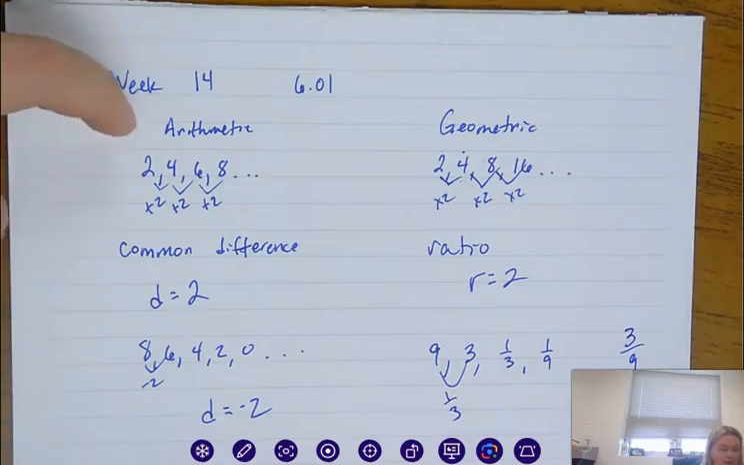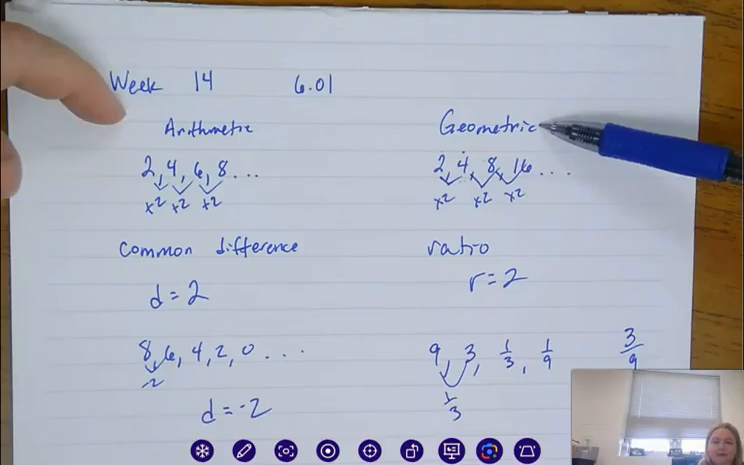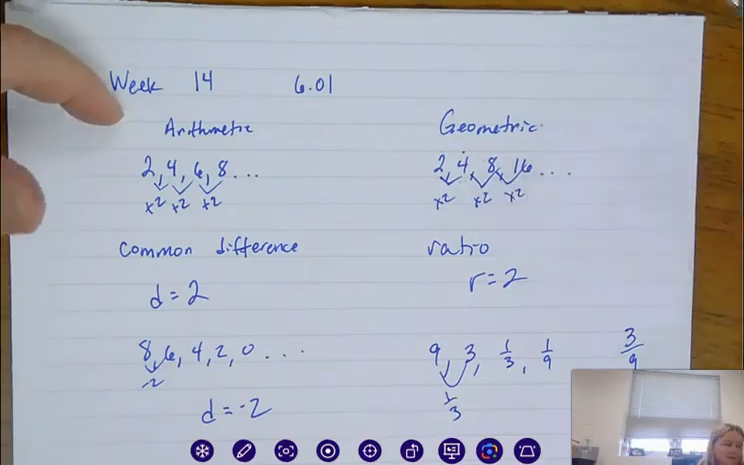So again, an arithmetic sequence has a common difference. You're adding the same number every time. And a geometric sequence has a multiplier. You're multiplying by the same number every time.